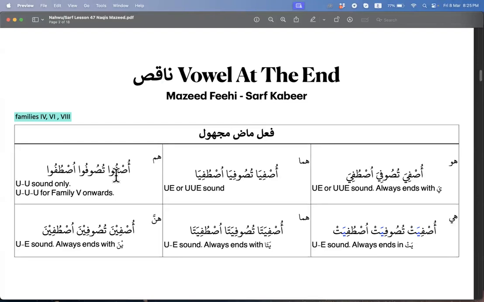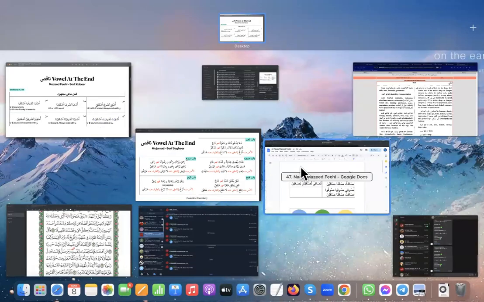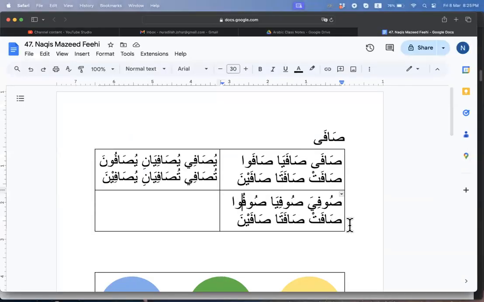So when you see a madi word and you see all dhamma, either two dhamma or three dhamma, it is going to be madi majhul. Even though you don't see ui. The rest you still can see ui. But in the madi majhul, all are u sound only, then it's madi majhul. That one you have to remember, insyaAllah. Sufu, and then next one.